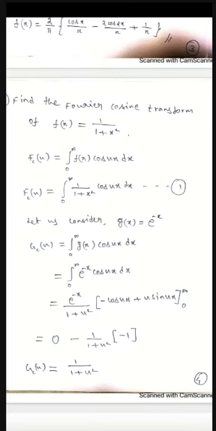Then what is the Fourier cosine transform of g of x? That means the Fourier cosine transform of e power minus x. We have a formula for the Fourier cosine transform of g of x, that is gc of u, integration from 0 to infinity g of x cos ux dx.